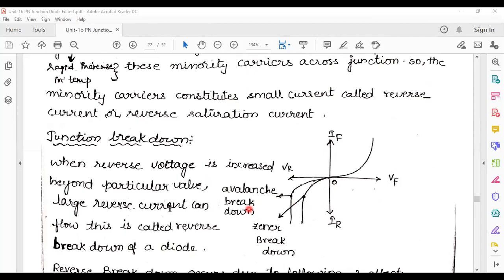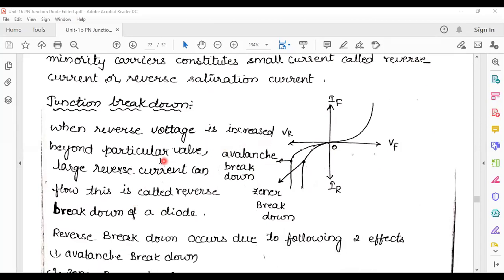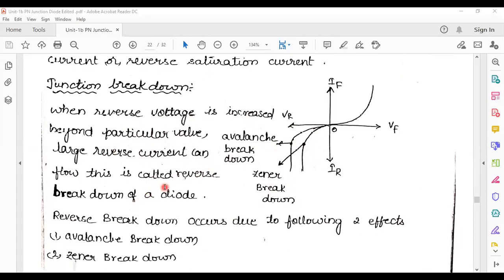And next one, when reverse voltage is increased beyond a particular value, a large reverse current flows, which is called reverse breakdown of the diode. When reverse voltage is increased beyond a particular value, large reverse current flow takes place. For example, in the reverse bias direction, as we saw earlier in the graph, I am going to obtain ZNR breakdown at 4.5 volts, and avalanche breakdown at 6.5 volts.